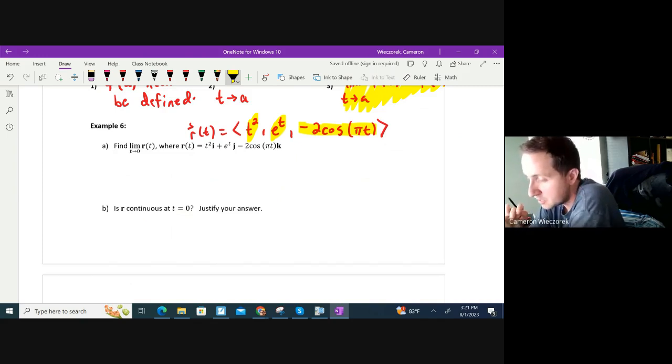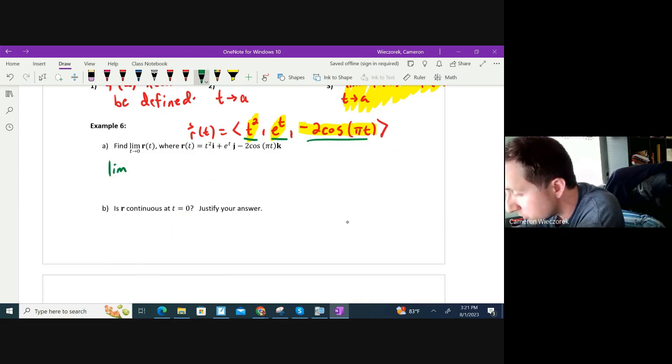So we would expect this to be continuous, but we want to first find this limit. So all I'm going to do is take the limit of each of the individual component functions. So the limit, I'm going to write out the notation for this one. The limit as t approaches 0 of r of t. Notice it is a vector, so I am putting my vector arrow above it.